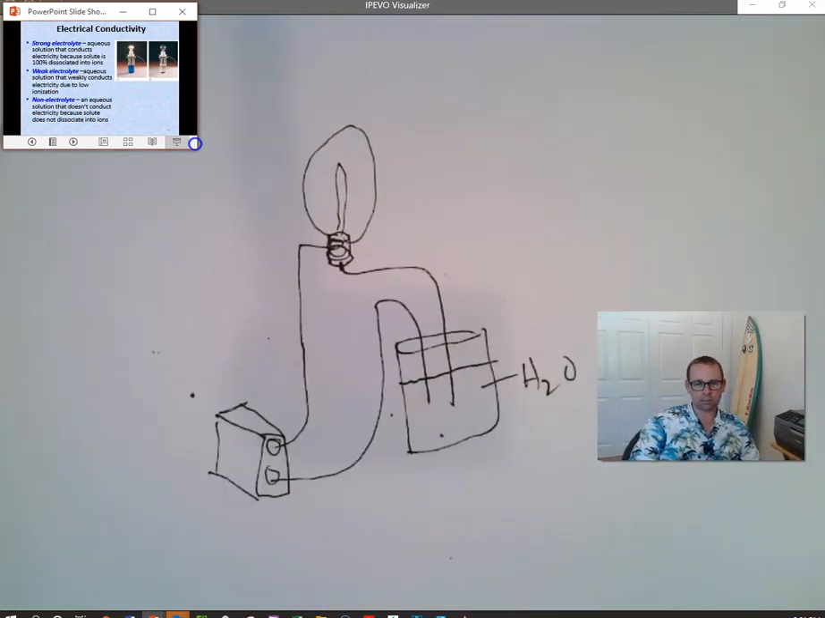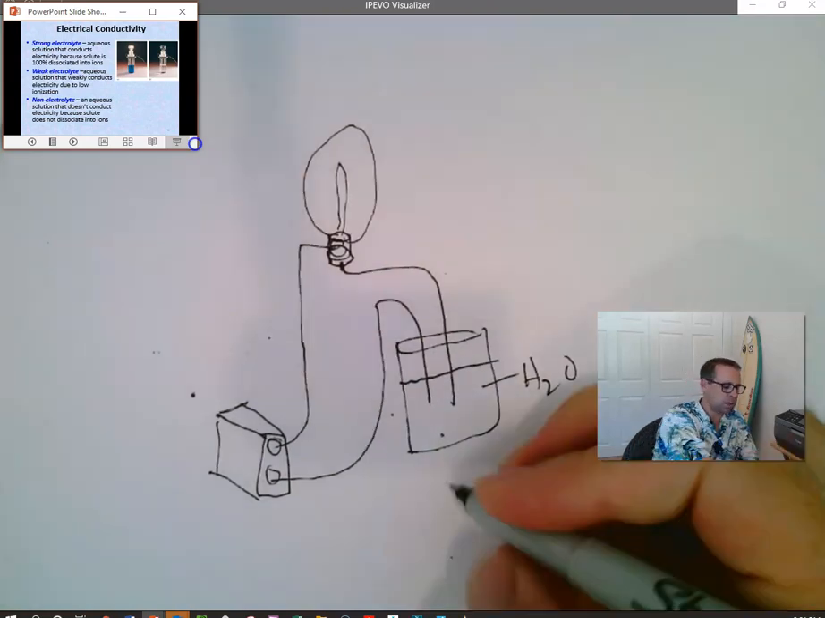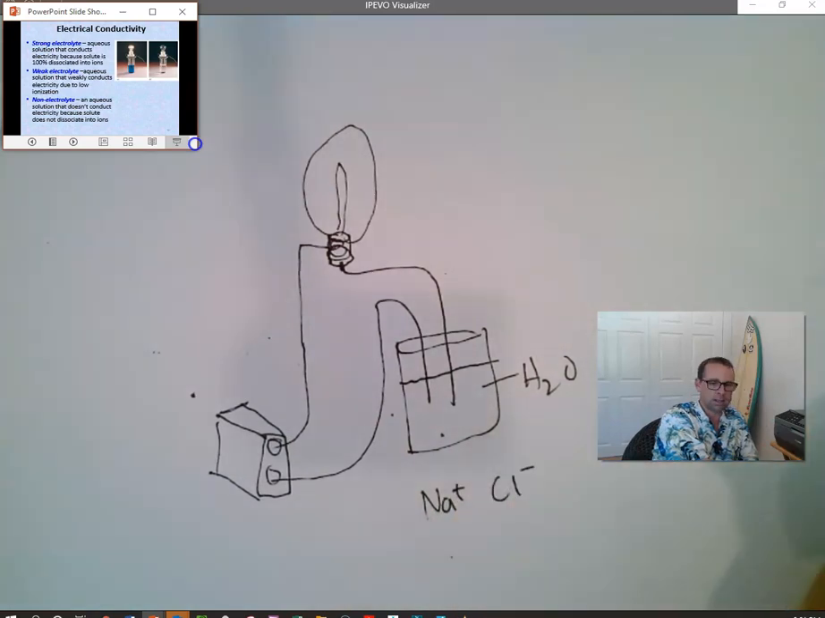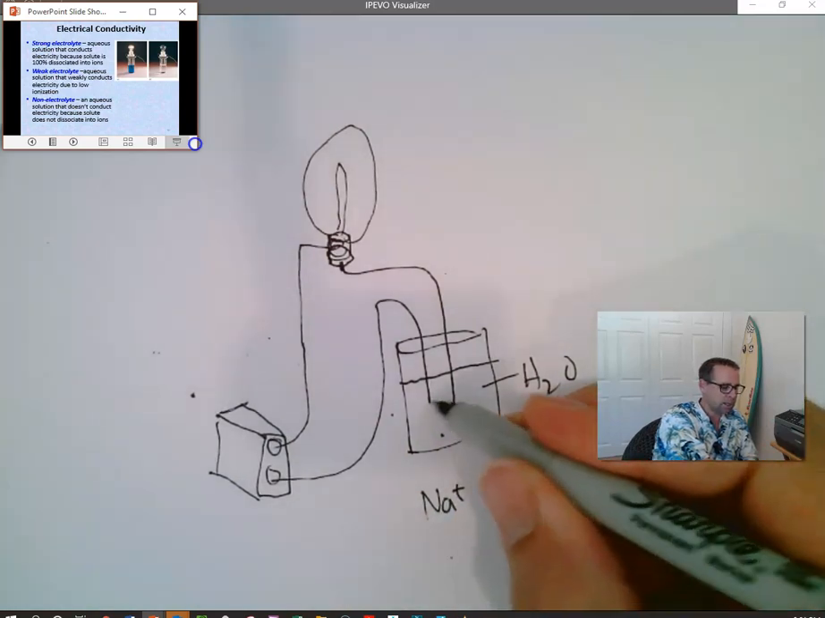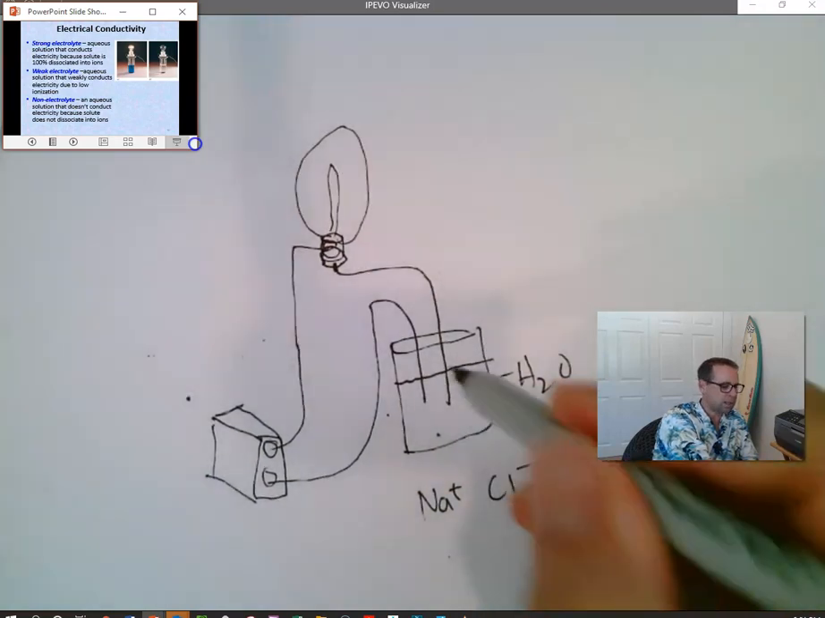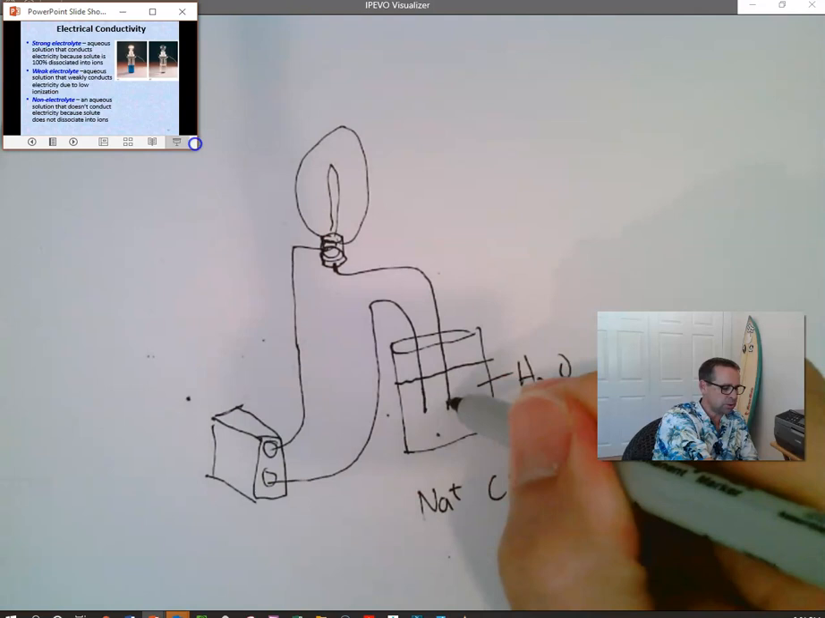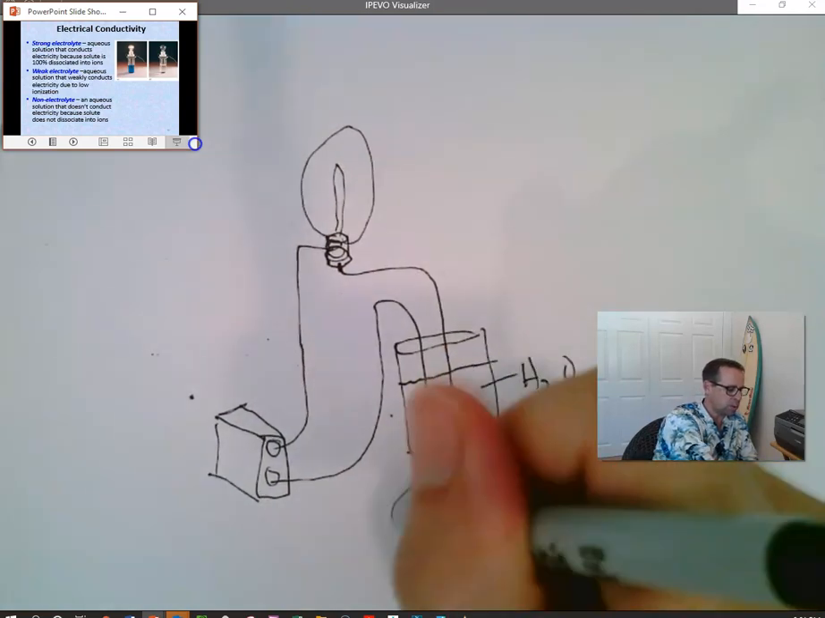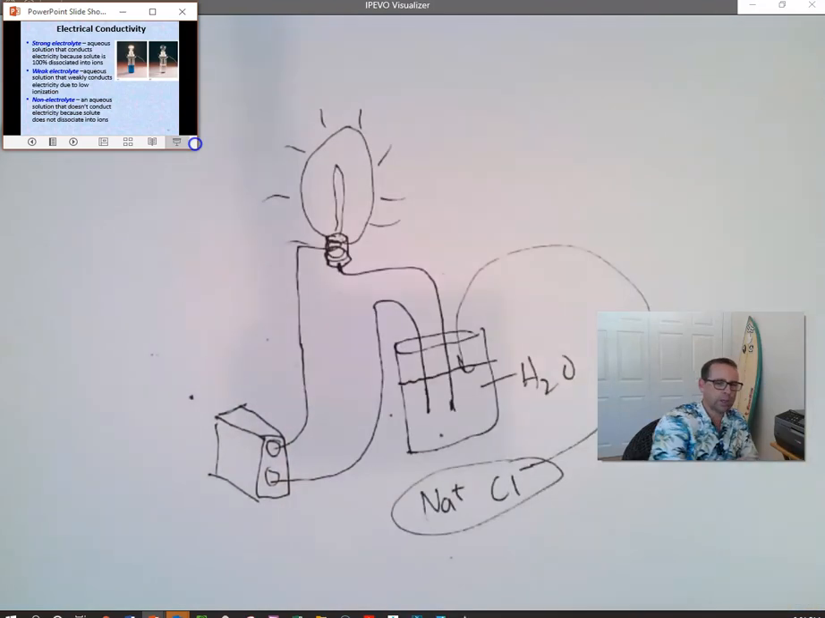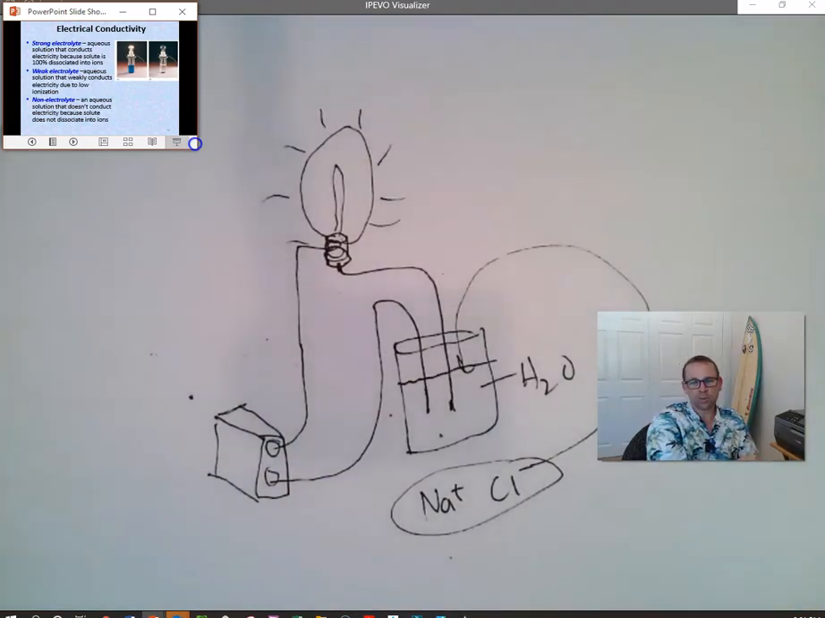is not conductive. But when I put some salt in there, some chloride, what happens is the sodium ions and the chloride ions can help conduct the electrons back and forth, so the result is a conductive solution, and the light will light up when I put my sodium chloride in there. Okay? So the ions in sodium chloride result in a conductive solution.